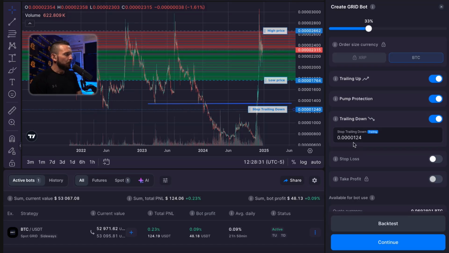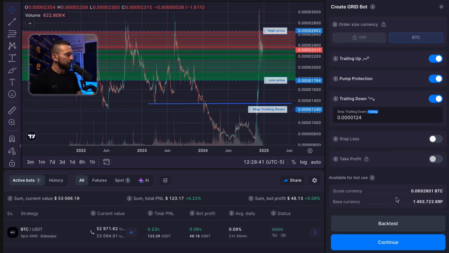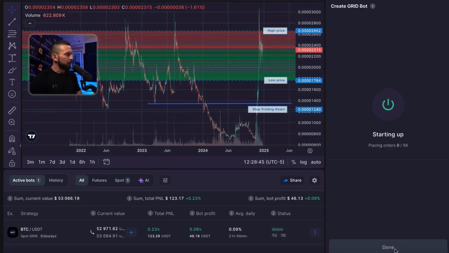1,024. So 0.0000124. That's as low as we're willing to let this trailing bot go down. And we're going to hit start. We're going to hit continue. And we're going to hit start bot.